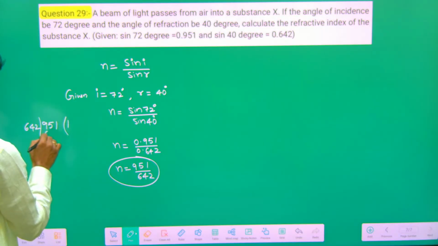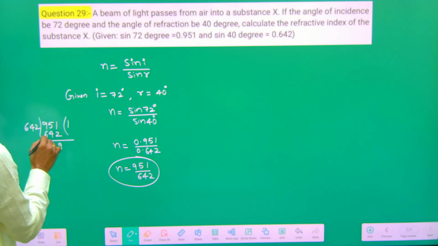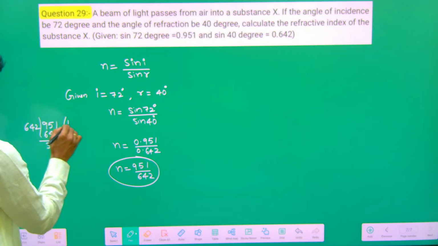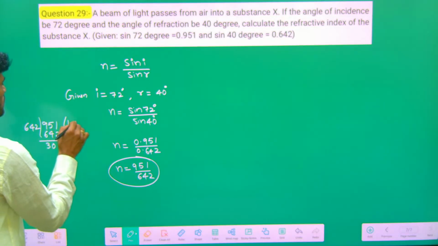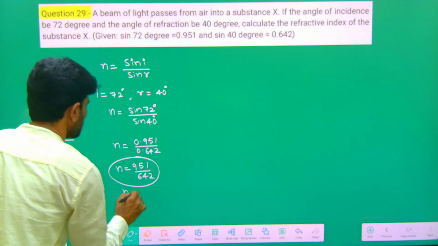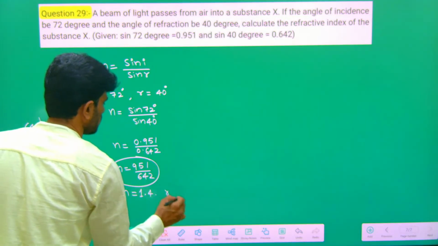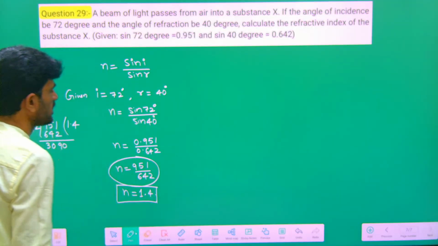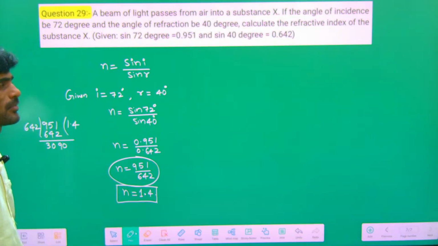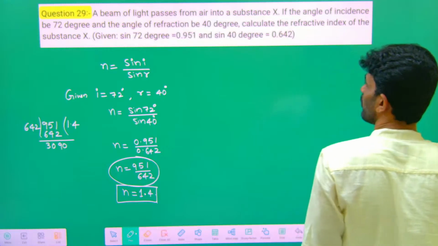We take one time 642 and the remainder is 309. So the decimal point will take a 0. Again, approximately 4 times we get. So approximately n is equal to 1.4 something we get. So this is the refractive index, the way we find the refractive index when the angle of incidence and angle of refraction are given. Hope you understood this. Now let's see one more.